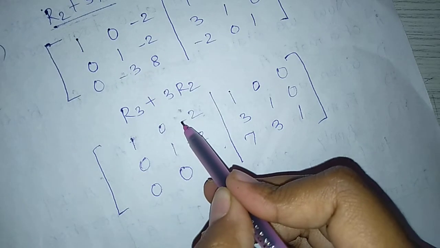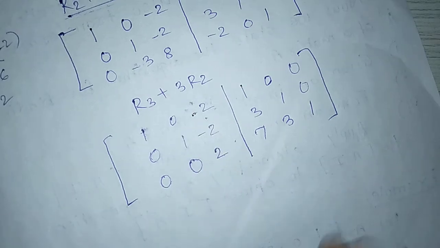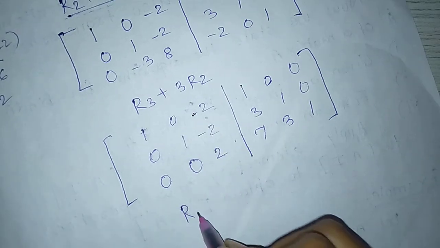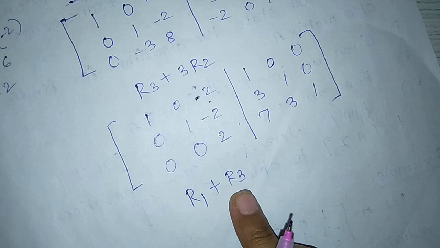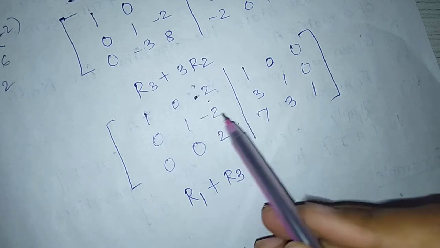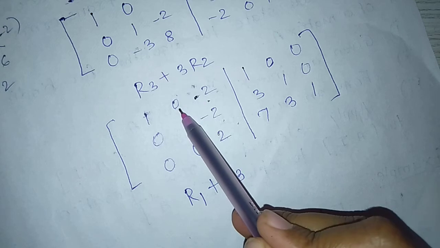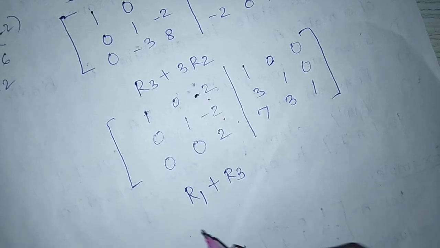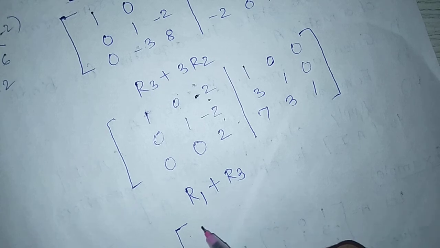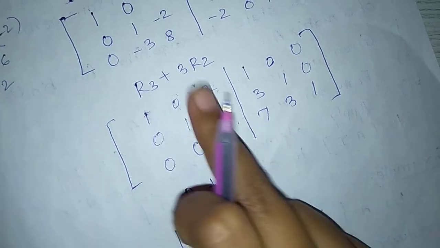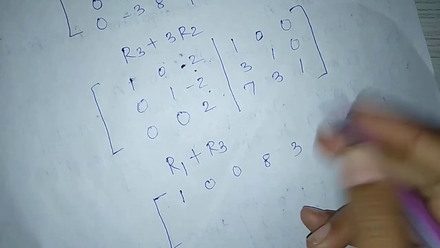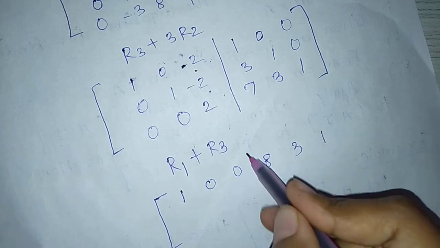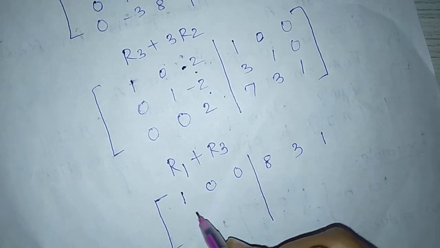Now we change minus 2 into 0 by applying the row operation R1 plus R3, because if we used R2 instead of R3, then the change also takes place here. R1 plus R3 is 1 plus 0, 0 plus 0, minus 2 plus 2, 1 plus 7, 0 plus 3, 0 plus 1, and the second and third rows as they are.